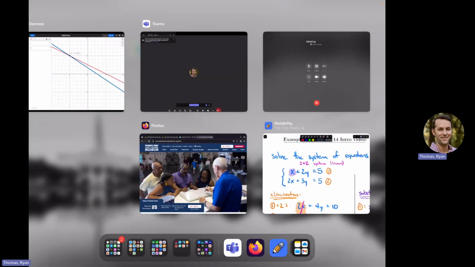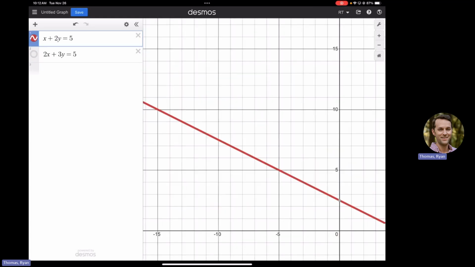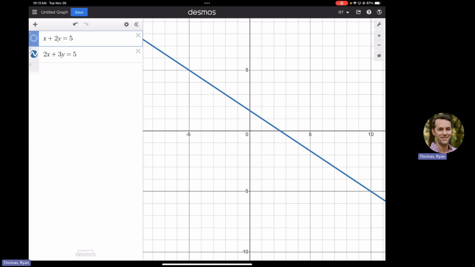Now, the graphical interpretation for what's going on is just that there's a line, right? That's the first equation there, x plus 2y equals 5. Again, infinitely many points that satisfy that. Here's some of them, right? Every point on that line solves that equation. Here's the other one, 2x plus 3y equals 5. Again, every point on that line satisfies that equation. What we want to do is consider them together.